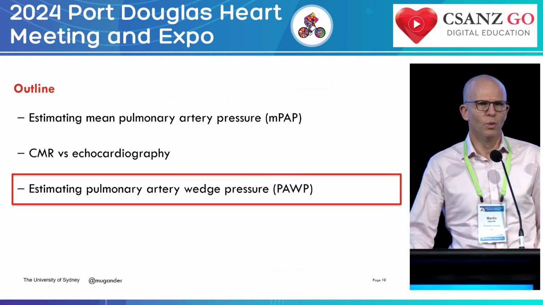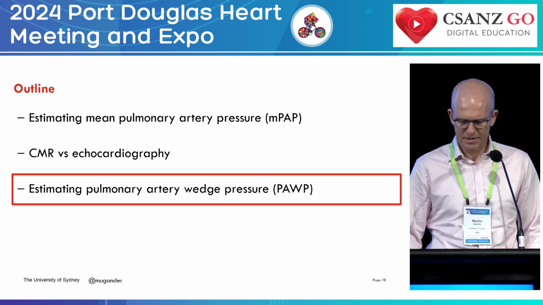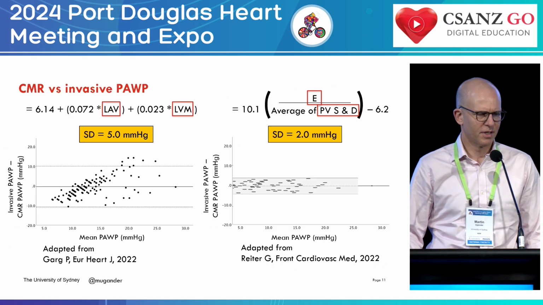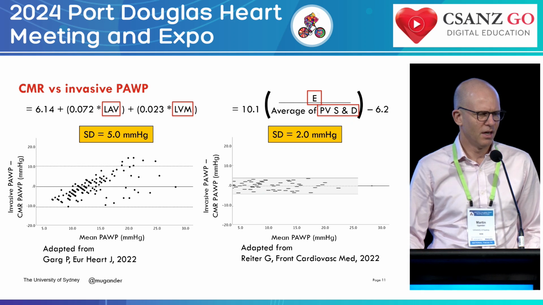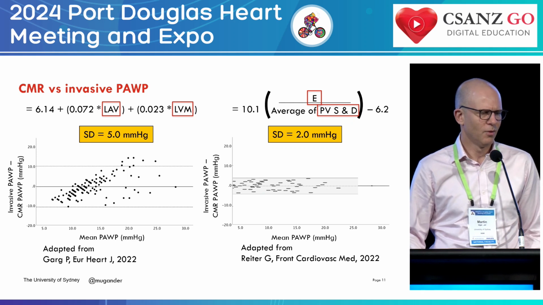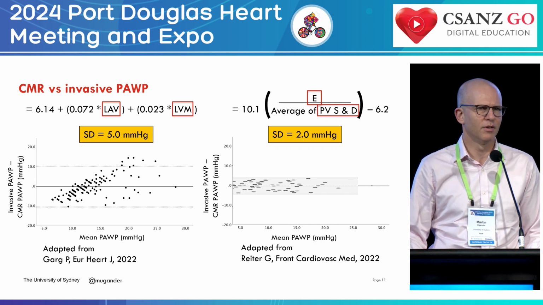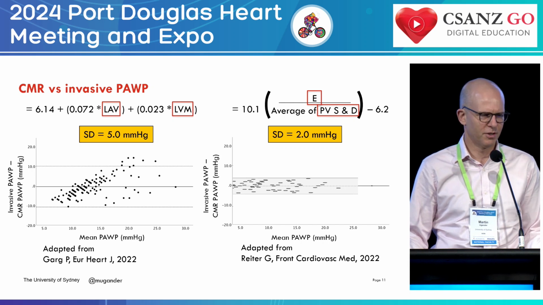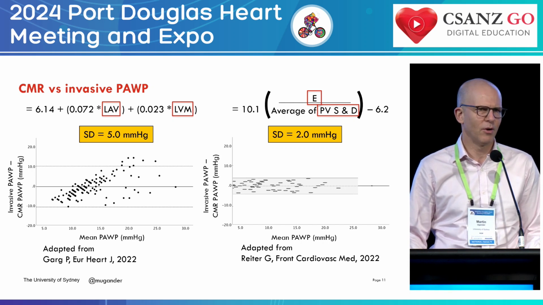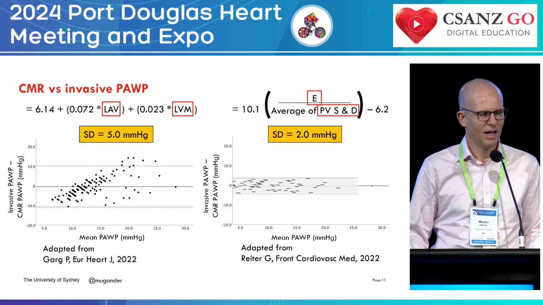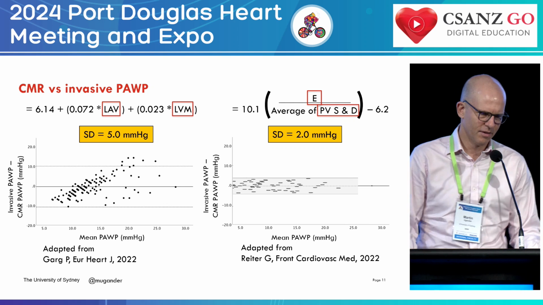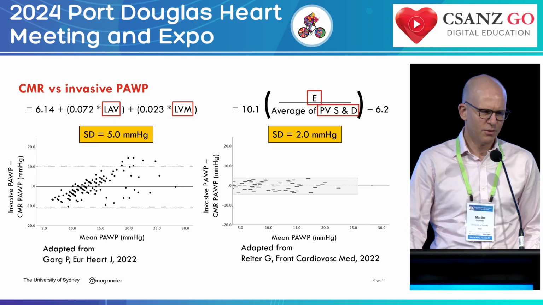So moving on to wedge pressure and its estimation, there's been a number of studies over the past couple of years. On the left-hand side, we have work by Garg coming out of the UK, where they used a formula based on the one hand, left atrial volume, and on the other hand, left ventricular mass, to estimate a wedge pressure by cath. The standard deviation, however, was 5 millimeters of mercury, which is substantial. However, the group from Graz, again, on the right, they used a different approach.